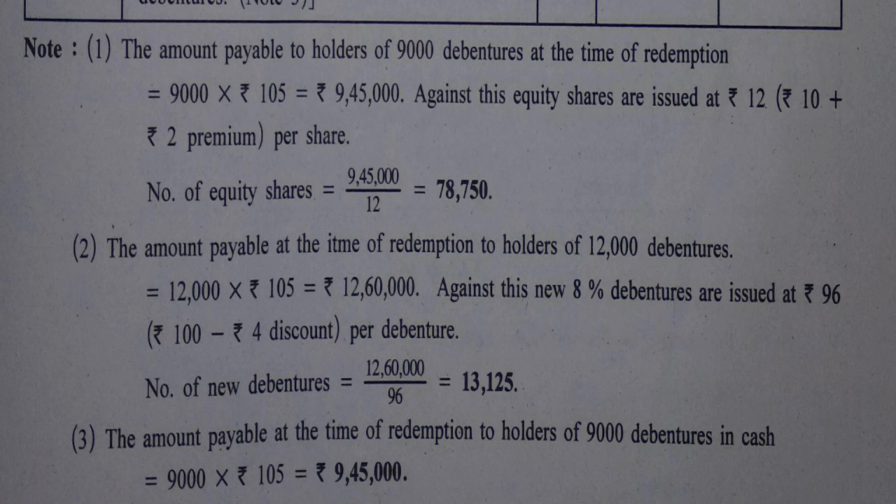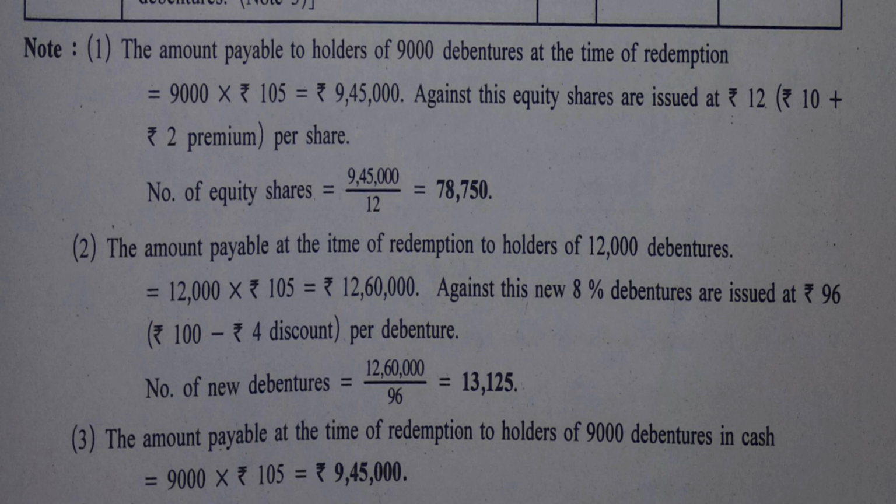So we need to find out how many equity shares are to be given to them against the amount of 9,45,000. So they say that equity shares are issued at rupees 12. Of course, 10 rupees for the share and 2 rupees of premium. So how many shares are to be given in exchange of the amount of 9,45,000? It is 9,45,000 divided by 12, 78,750 equity shares. Yes?